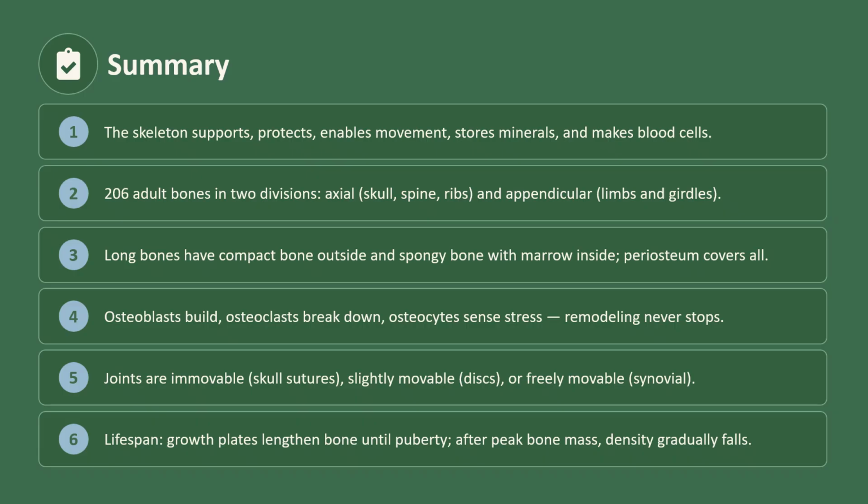In the next lecture, we'll put this to work: fractures and arthritis, X-ray and DEXA scanning, and the medications that protect bone.